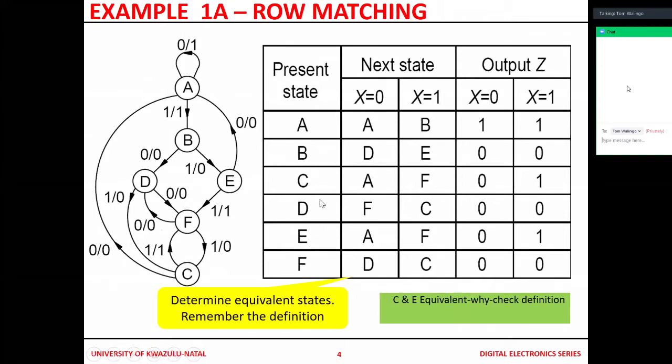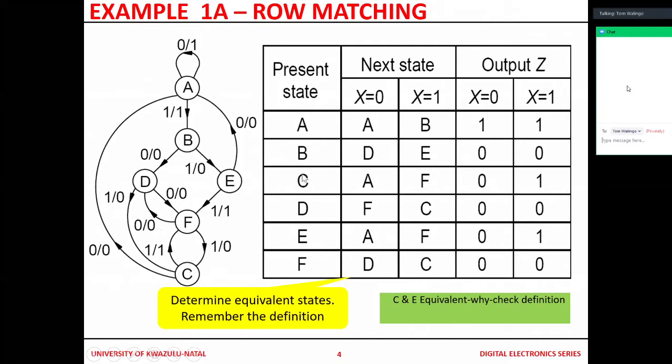Why are they compatible? You start with the output. For x equals 0, it is 0, 0. That's fine. For x equals 1, it is 1, 1. Both are 1. If there is a mismatch here, don't waste time. They are not compatible. So that is the first thing. Then you go for conditional compatibility of the next states. Here you've got FF, that's fine. AA, that's fine. So they are okay.